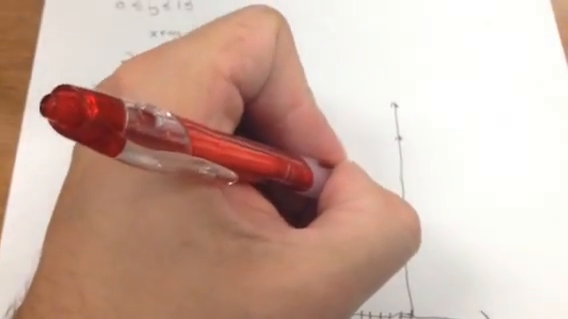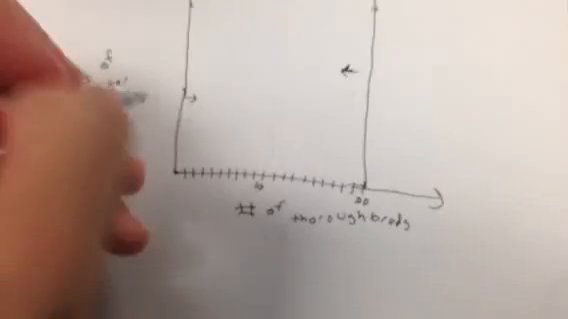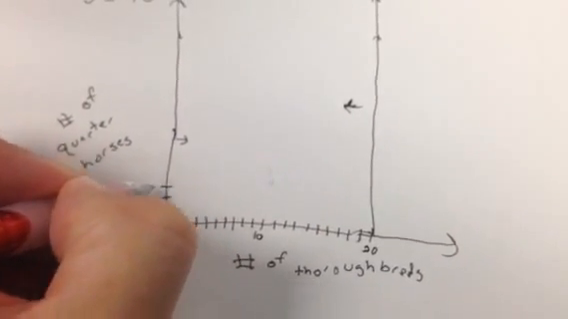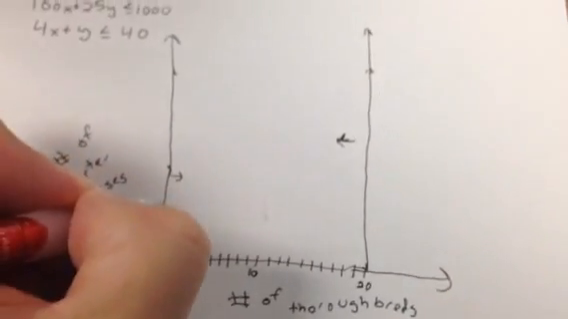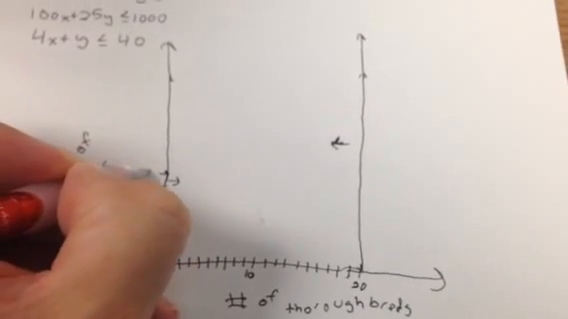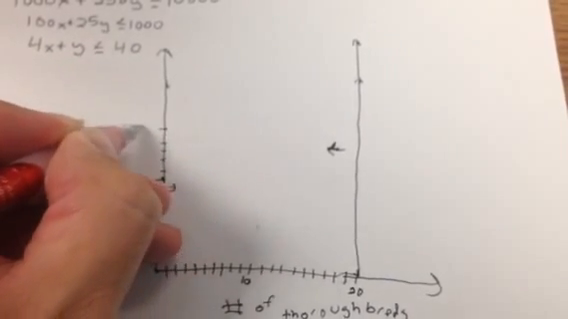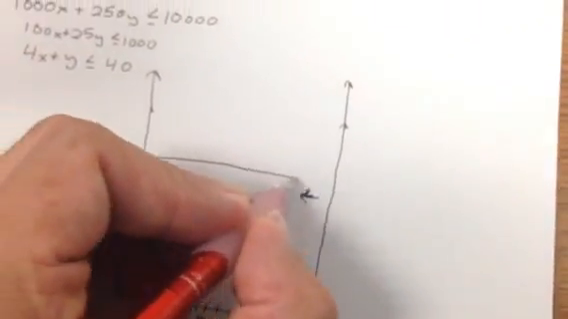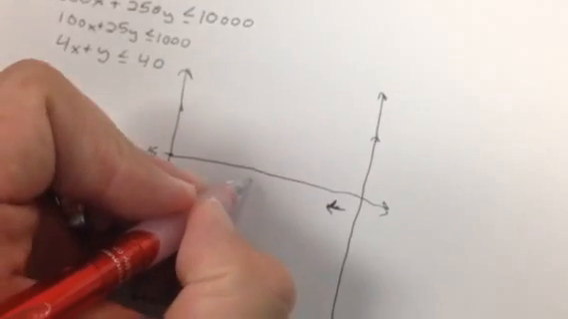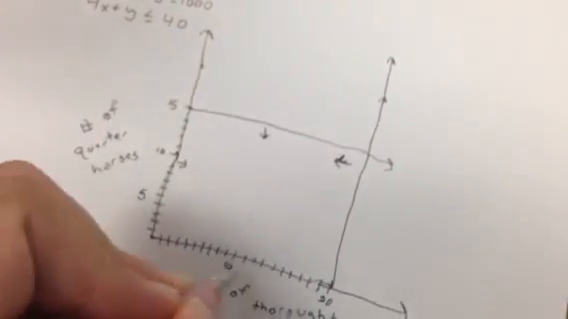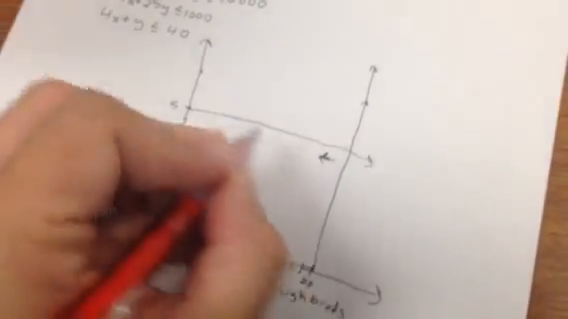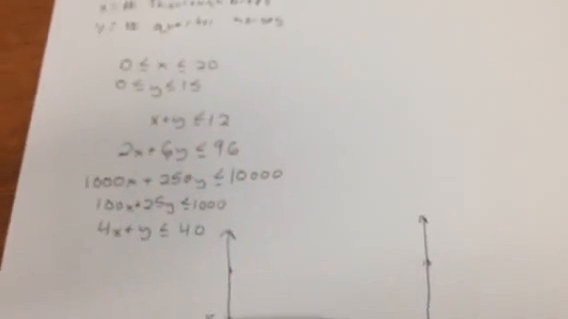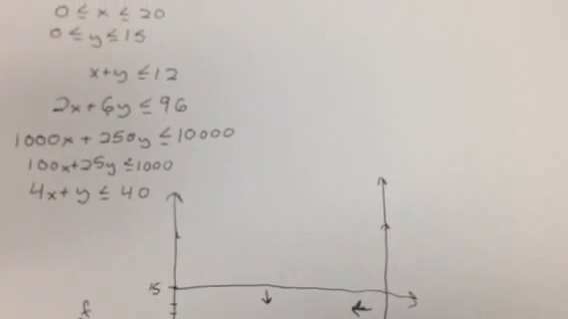I'm pointing the arrow inside because we know we want to have less than or equal to 20 of them. Then we know 15 quarter horses is the max. We know because we have to have more than 0 of them, this box is our initial feasible region. But now we have x plus y has to be less than or equal to 12.